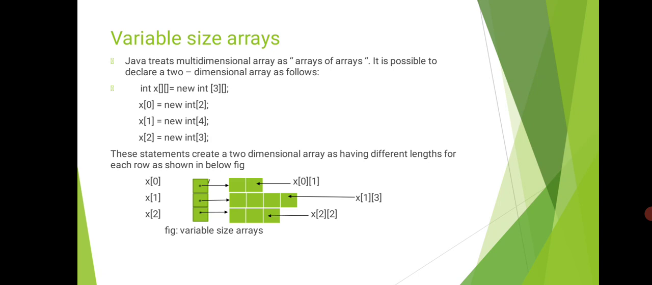So we can give a different column size for each row. For the first row we can declare 2 as the column size. For the second row we can put 4 as the column size. So on, we can change the column size of a particular row. That is why I did not give any size for the column here. In the next line, for the first row, that is x of 0, I am creating 2 columns. Similarly for x of 1 we are creating 4 columns, and similarly for x of 2 we are creating 3 columns.